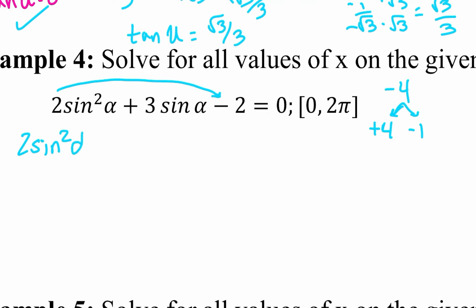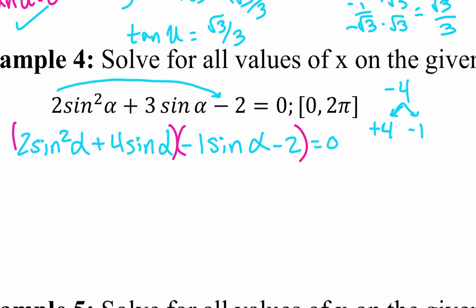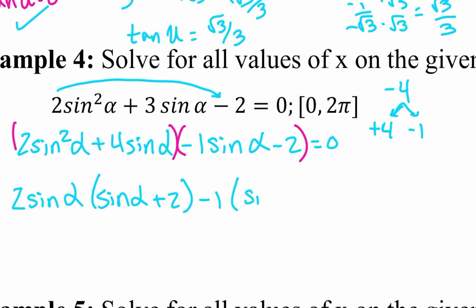So I've got 2 sine squared of alpha plus 4 sine of alpha, then the minus 1 sine of alpha minus 2, still equal to 0. All right, do our grouping here. I'm going to need to factor in the first one a 2 sine of alpha out. So I'm left with sine alpha plus 2. And in the second one, I'm going to need to factor out a negative 1, which becomes sine of alpha plus 2. And again, like we talked about earlier, because these two things match, we get to rewrite it as a single term.